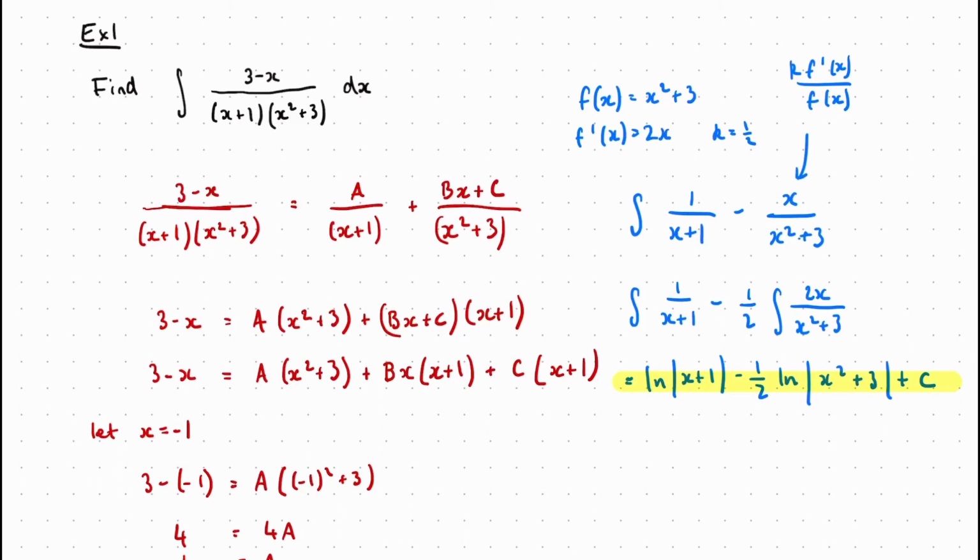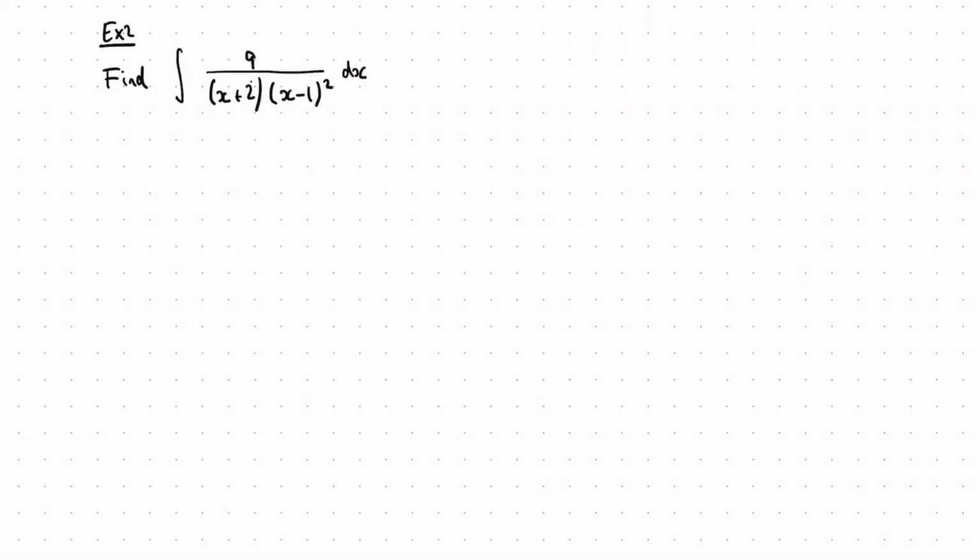Okay, so there's a bit of tying it into previous lessons, obviously previous lessons on partial fractions and a previous lesson on the integral of k times the derivative of the function over the function. Okay, let's have a look at another question. Okay, example 2, find the integral of 9 over (x plus 2)(x minus 1) squared.